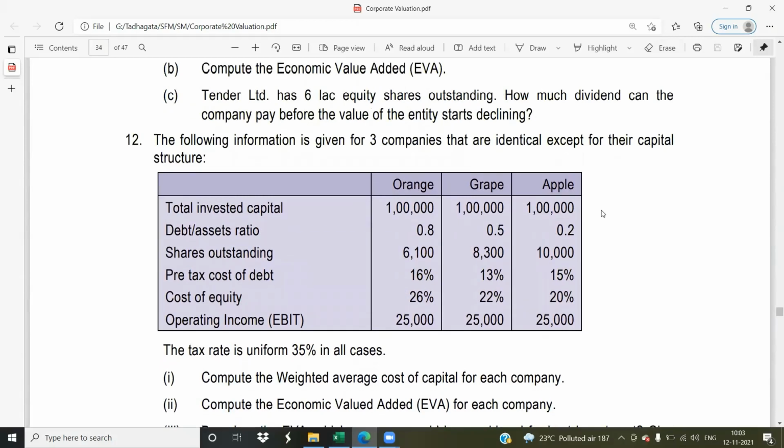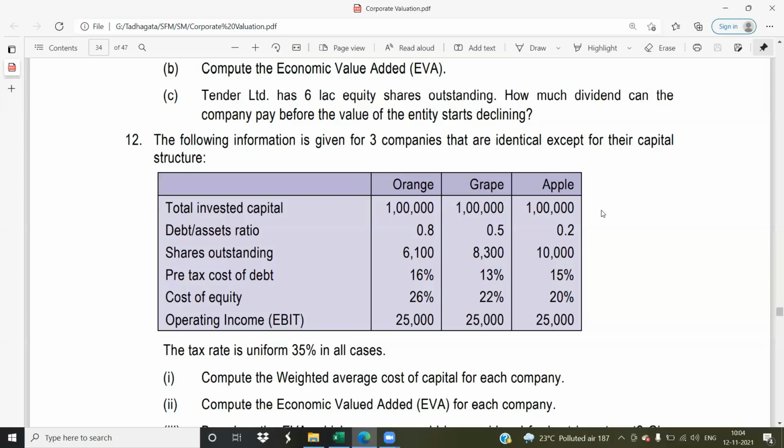So what are the details given? There are three companies that are identical except for their capital structure. Details given: total invested capital, debt by assets ratio, shares outstanding, pre-tax cost of debt, cost of equity, operating income, that is EBIT. So how do we find out WACC? We have pre-tax cost of debt, into 1 minus tax rate gives us post-tax cost of debt. We have cost of equity, and you have weights. Weight of debt is 0.8, so weight of equity will be 1 minus 0.8, because debt by assets ratio is given, not debt by equity. Based on these, we'll find out WACC.